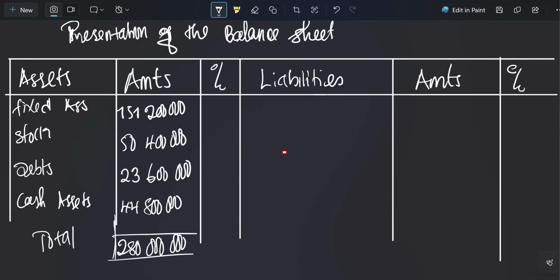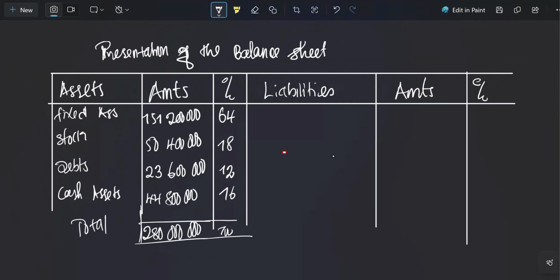That's what we agreed. So when we take 151 divided by this, we're going to have 64%. So we're going to take this divided by total. When we divide here, we're going to have 18. When we divide here, we're going to have 12. When we divide here, we're going to have 16. So the total gives us 100%.